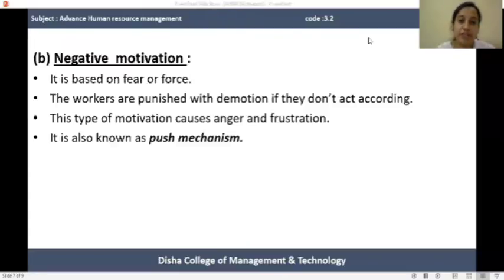So negative motivation creates anger and frustration. Negative motivation doesn't lead to high performance. A negatively motivated person always tries to avoid punishment. So for avoiding punishment, whatever is required, they want to do only that thing. So negative motivation does not help the organization to achieve the objective in the most effective and efficient manner. So the organization should be a positive motivator.